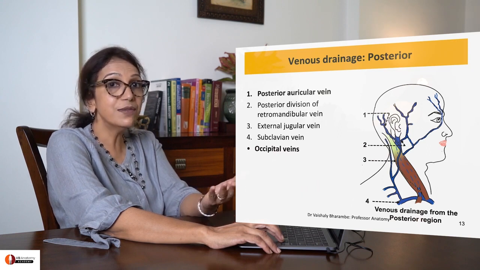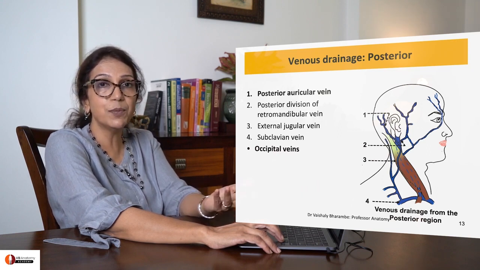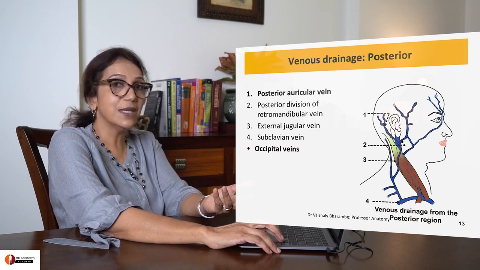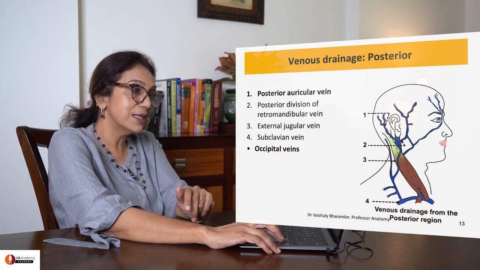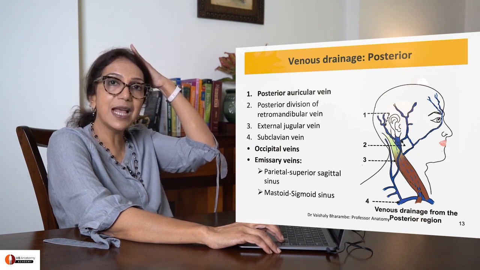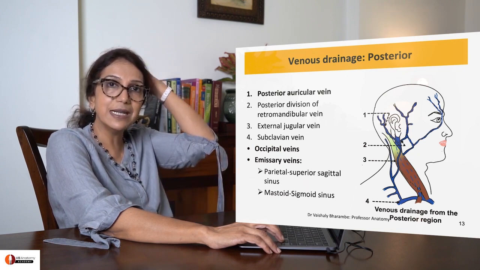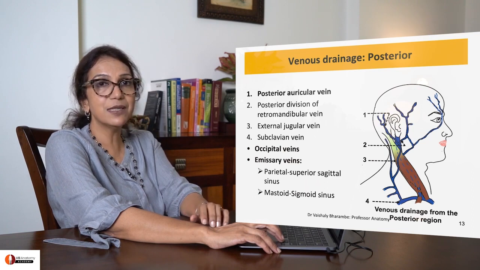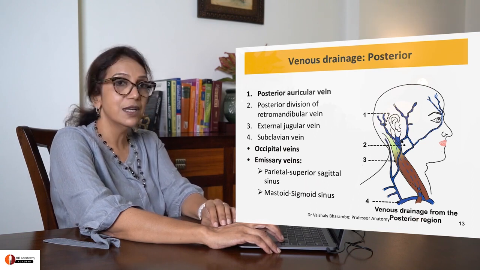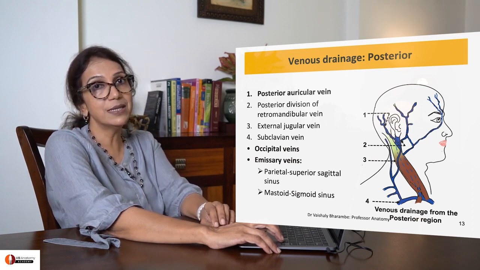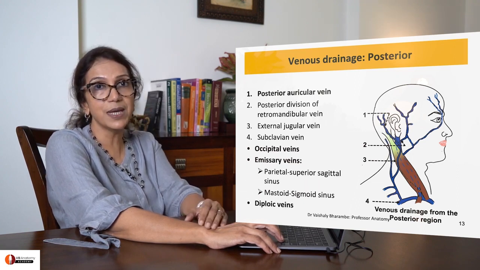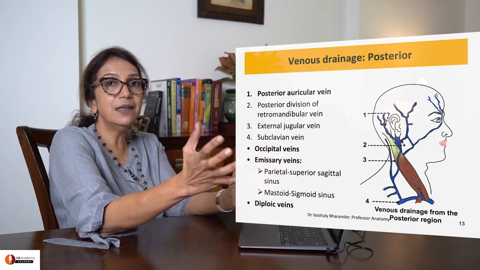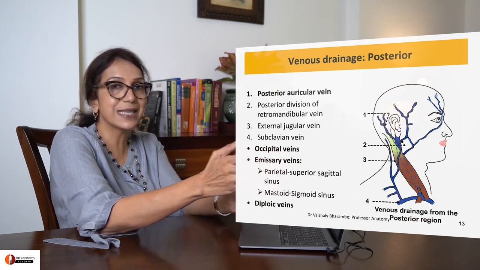And now those veins which cause so many problems, the emissary veins. So there are 2 sets of emissary veins we see in the scalp. One is the parietal, which connects the scalp veins to the superior sagittal sinus, and the mastoid emissary veins which join it to the sigmoid sinus. Of course, we must not forget the diploic veins. So this entire thing is the venous drainage of the scalp.